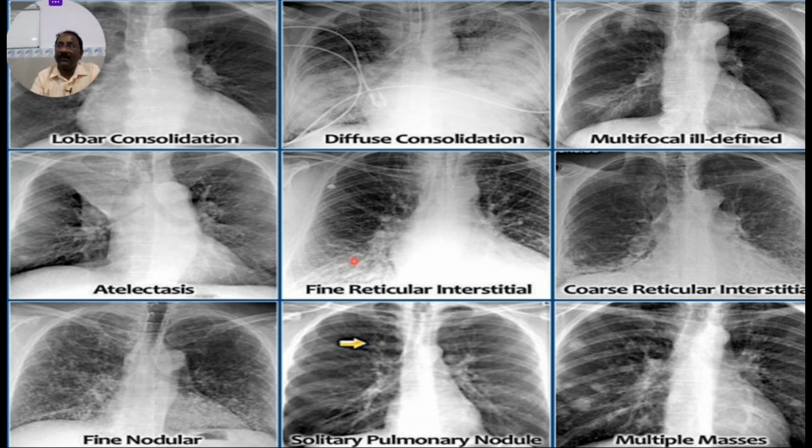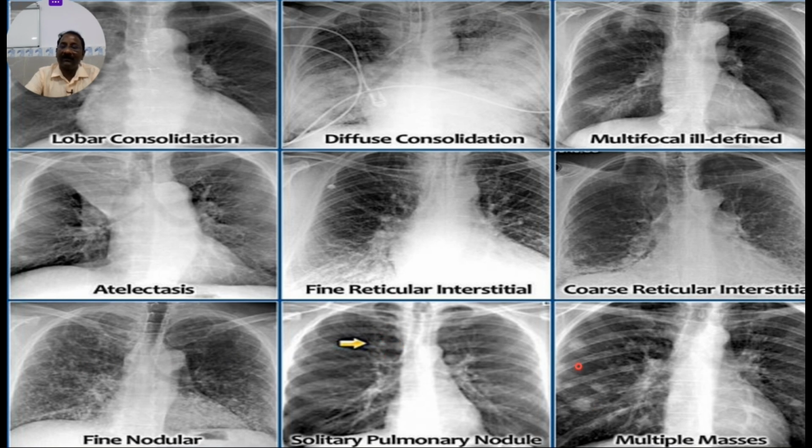I have shown you the one picture. Interstitial, this is the area where you are supposed to see here. Coarse reticular, this is the fine reticular, this is the coarse reticular pattern. See the different nodules, the fine nodules, small nodules. Masses are much bigger. See the single nodule. This is the solitary pulmonary nodule.